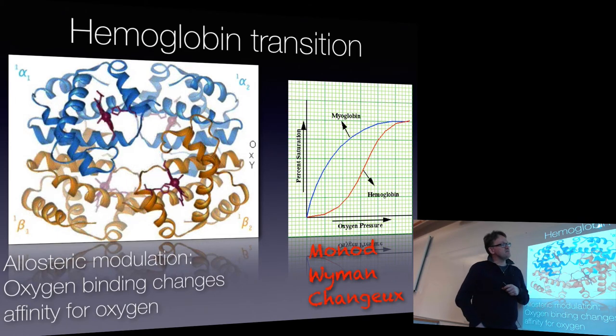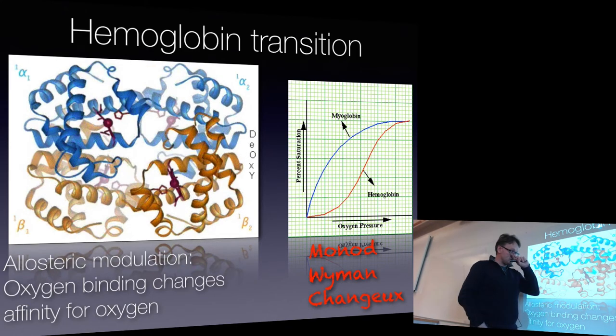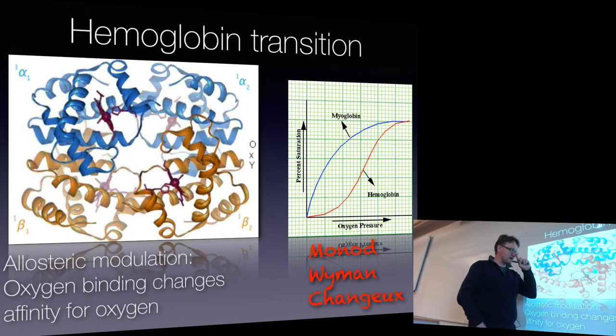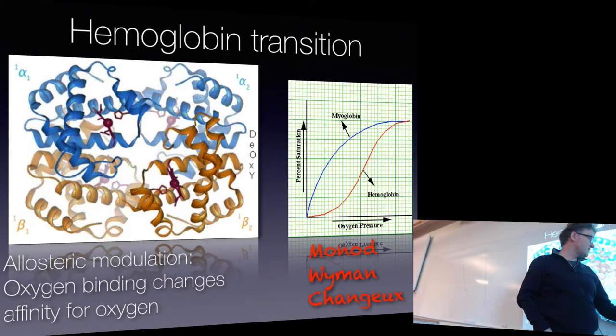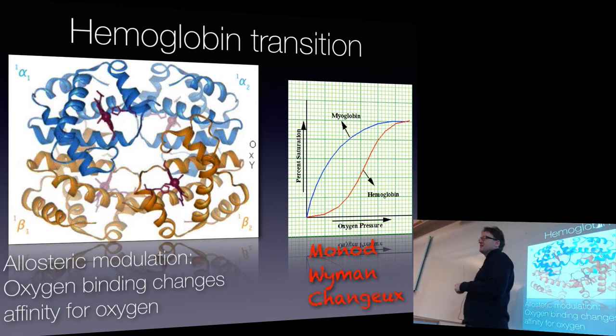So this was a famous paper in the 1960s by Monod, Wyman, and Changeux. Monod and Wyman are dead. Changeux is still alive. And we're even colleagues. He too works on ligand-gated ion channels nowadays.